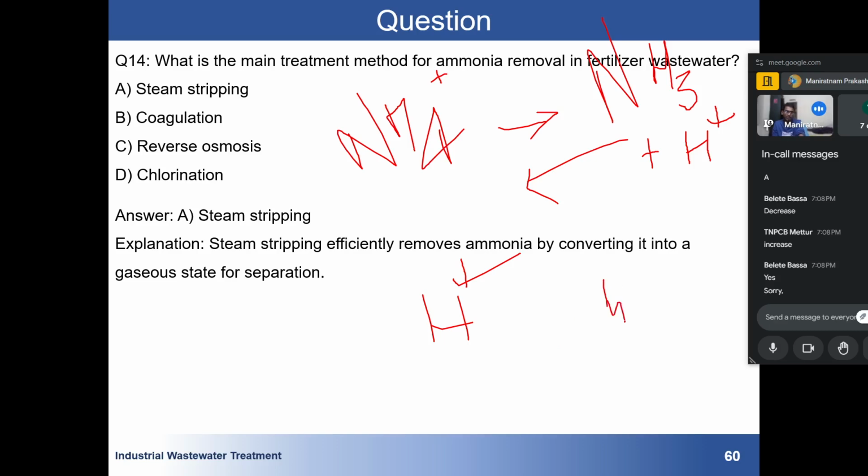If you increase the pH, H plus concentration will get decreased. As H plus is getting decreased, as per Le Chatelier's principle, this reaction will go in the forward direction. Okay, so the correct answer will be increase the pH of the system. I hope you have got it.